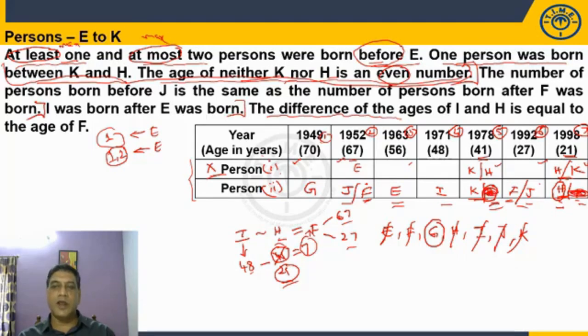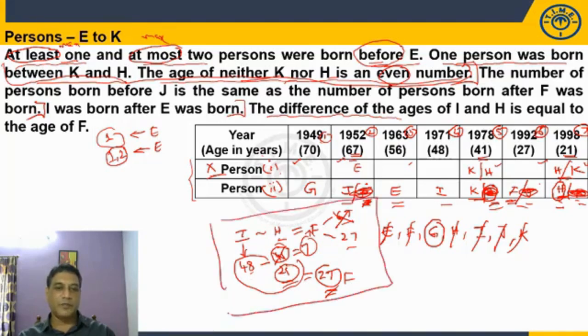So this is where we take H. 48 minus 21 is 27. This is the age of F. Now these are the two possible places where we have to take F. If you take F here, the age of F would be 67. But the age of F, we already know, should be 48 minus 21, which is 27. It cannot be 67. So now F is removed here. So this is the place where we take F.